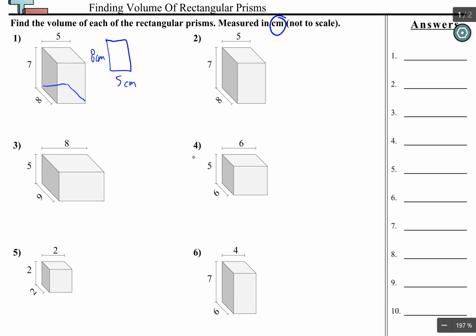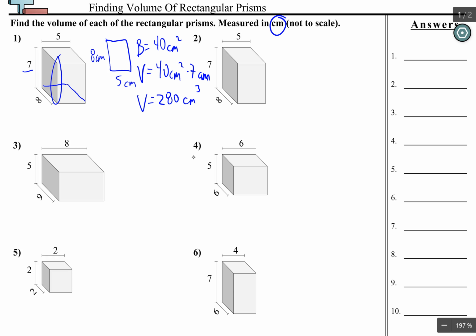So 8 times 5 will give me 40, so I'm going to have a big B value of 40 centimeters squared. Multiply that by the tallness, how many layers it is, and even though they're not individually drawn out, I see that I have 7 layers tall. So volume will then be big B, which is 40 centimeters squared, times 7 centimeters tall, and that will give me a volume of 280, because 7 times 4 is 28, so 7 times 40 is 280 centimeters cubed.